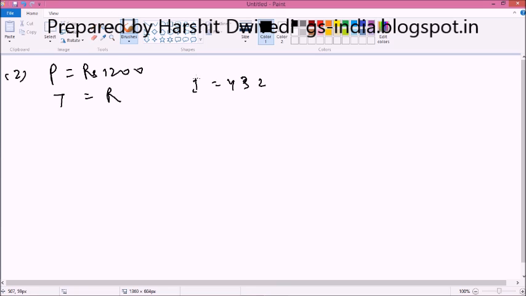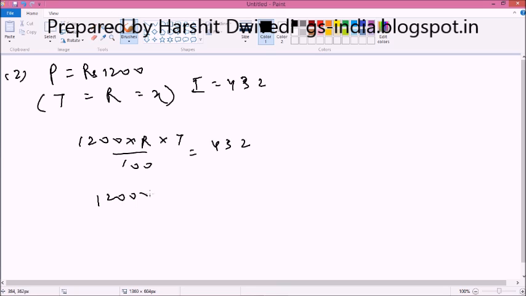432 is the interest that we are getting. So obviously P into R into T upon 100 is equal to 432. Now it is being told to us that T is equal to R. Suppose both of these are equal to X. And obviously we can write in this equation 1200 into X into X upon 100 is equal to 432.